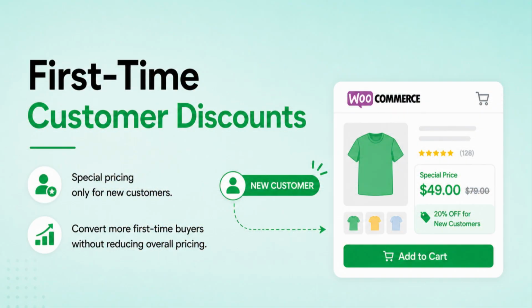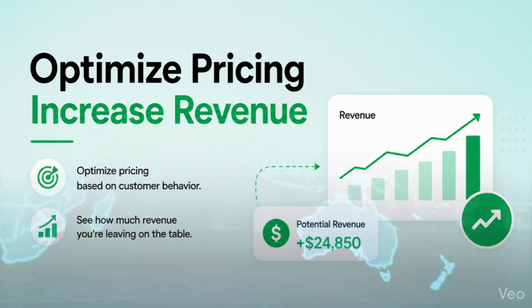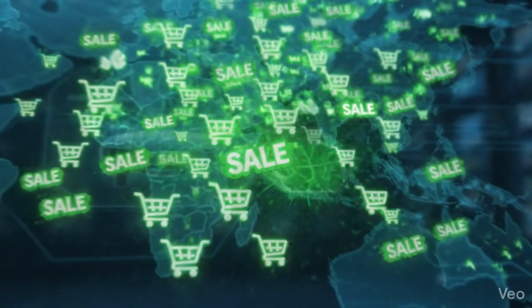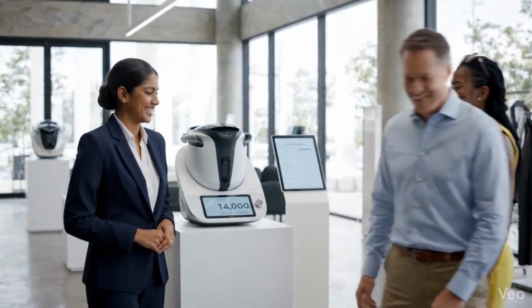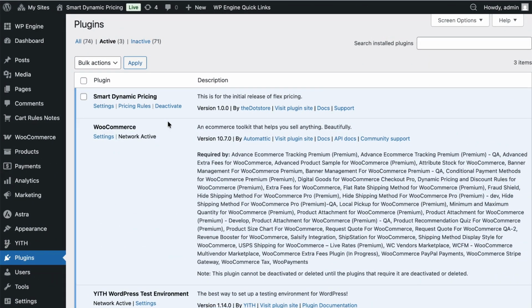You can offer special discounts for first-time customers, helping you convert more new buyers without reducing the overall pricing of your products. Using this plugin, you can optimize pricing strategies and increase revenue. With pricing optimized based on customer behavior, you can unlock more revenue opportunities for your store. This way, you can drive more sales, improve profit margins, and increase conversions across customers from different countries. This is how you can keep customers happy by offering the right price to the right customer at the right time.